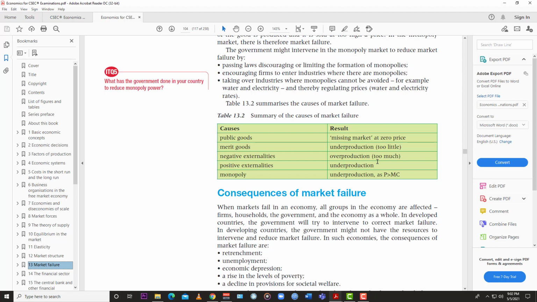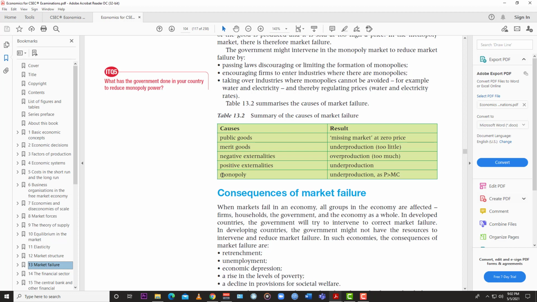Then of course you have monopoly. Now this one is where, you know what a monopoly is? When a firm has dominance over an industry, or when there's one firm dominating an industry. And so what if all of a sudden one firm takes over all the tamarind ball production in the country? Then right there we have a market failure.